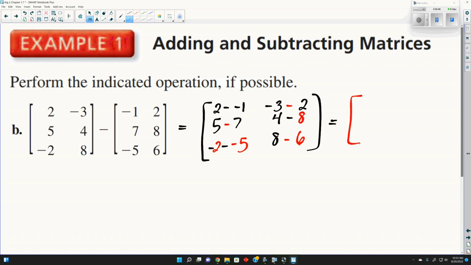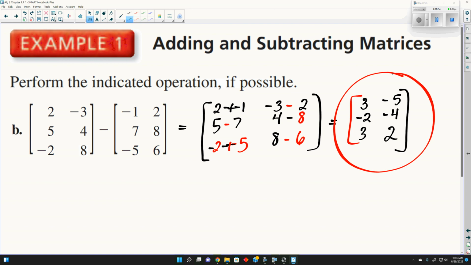Well, 2 minus negative 1 is the same as 2 plus 1, which is 3. 3 minus 2 is 1. 5 minus 7 is negative 2. 4 minus 8 is negative 4. 2 minus negative 5 is 7, because our negative negative makes a plus. And lastly, 8 minus 6 is 2, and that's it.